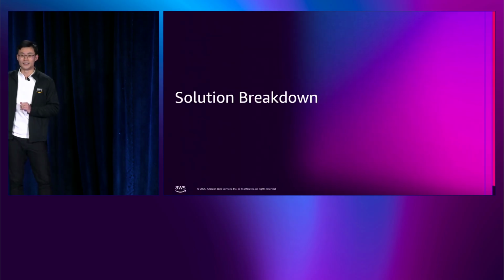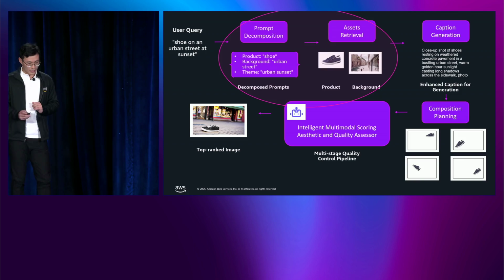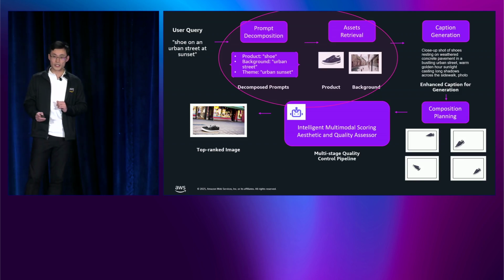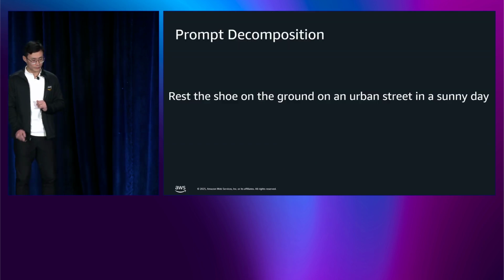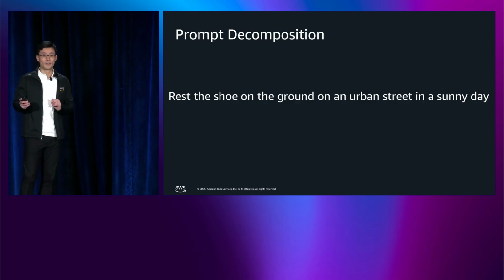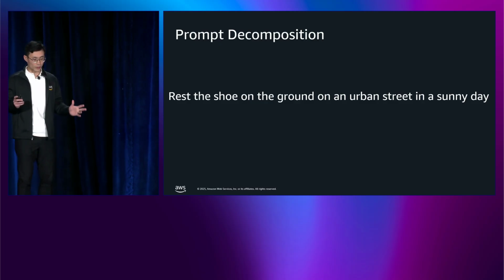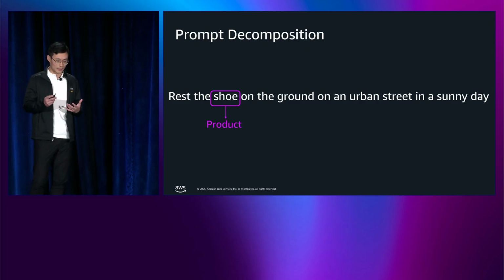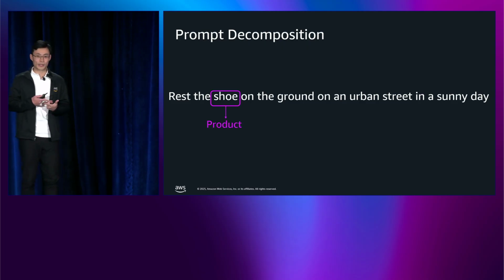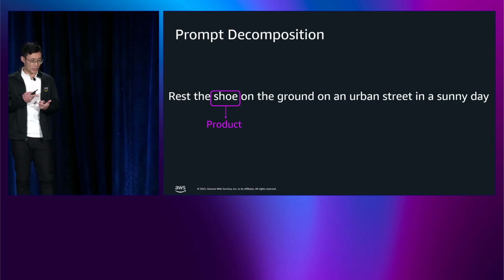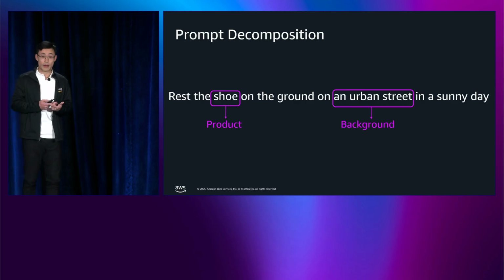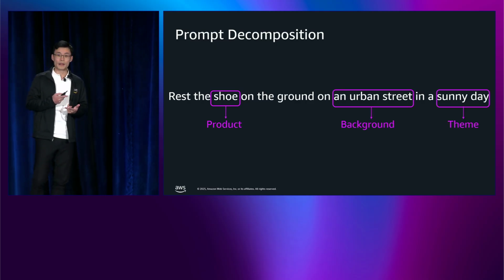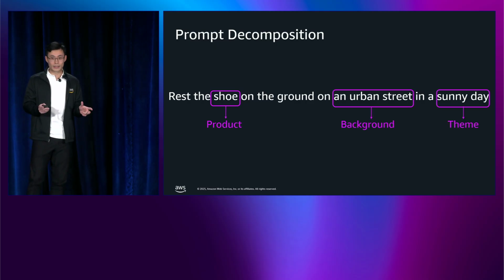Great. Now let's talk about the solution breakdown a little bit. The first thing is the prompt decomposition and asset retrieval. So we have this simple prompt, right? Place a shoe on the ground on an urban street on a sunny day. You have a couple of things that are very important for image generators. You have product, you have the background, and then you have the theme. And this is a simple example, but in reality, you could have multiple of these, right?